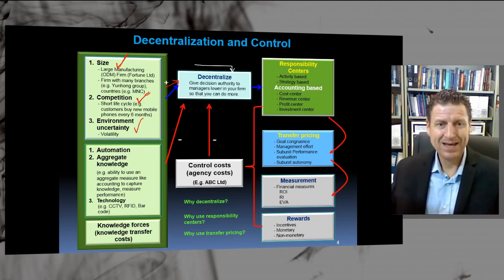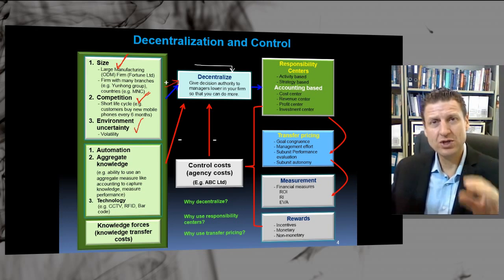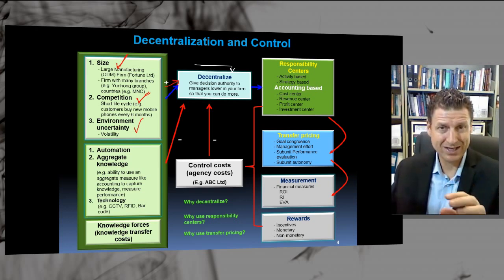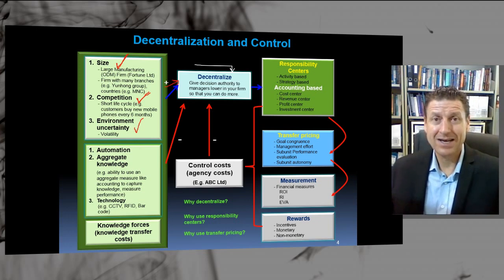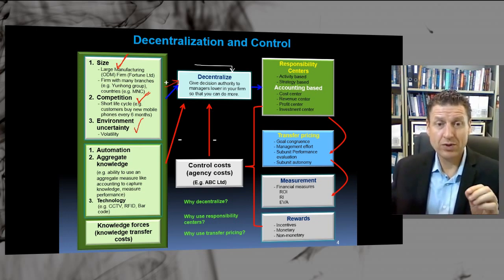These are all reasons why you might decentralize, because size, competition and the environment can all increase knowledge transfer costs. So how could you reduce the knowledge transfer costs? Is there some way that you can keep things centralized, not decentralized, and deal with these increasing knowledge transfer costs? Well, you can automate, or you can aggregate knowledge.